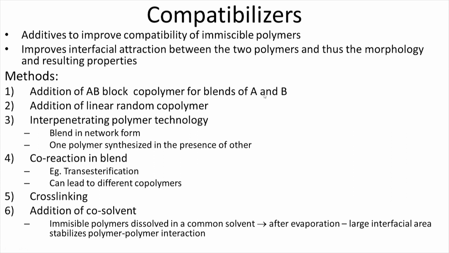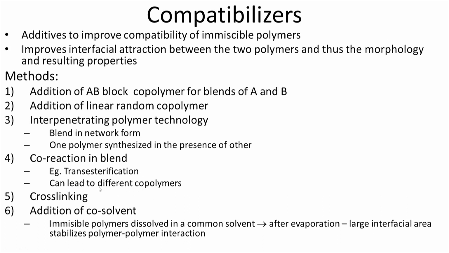Addition of AB block copolymer for blends of A and B. Addition of linear random copolymer. Random copolymer will be amorphous, it will not be crystalline, so it may blend better with two immiscible polymers. Interpenetrating polymer blend in network form, one polymer synthesized in the presence of the other. Or a reaction in the blend, like you can do transesterification, okay, in the presence of another polymer. So this can lead to different copolymers.